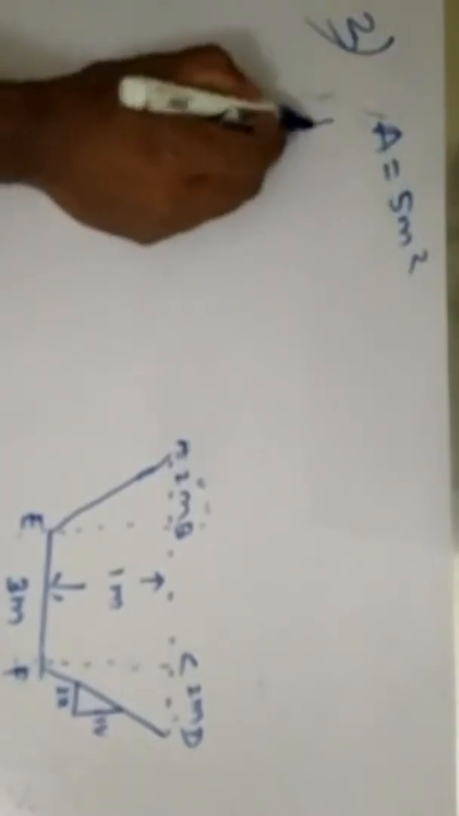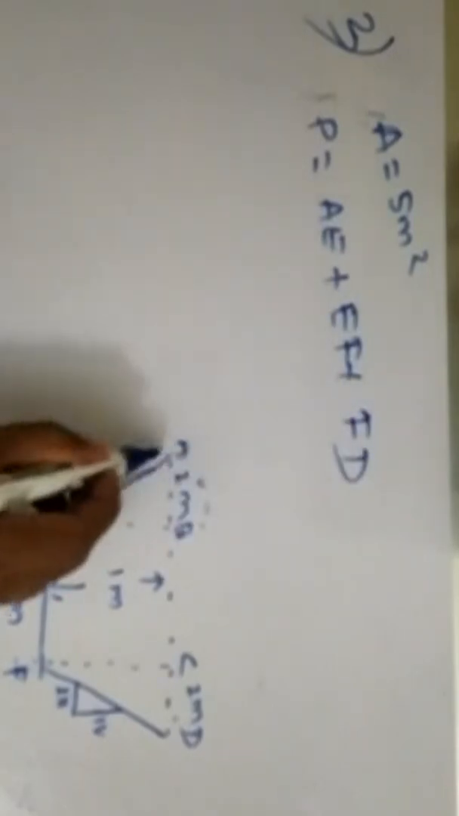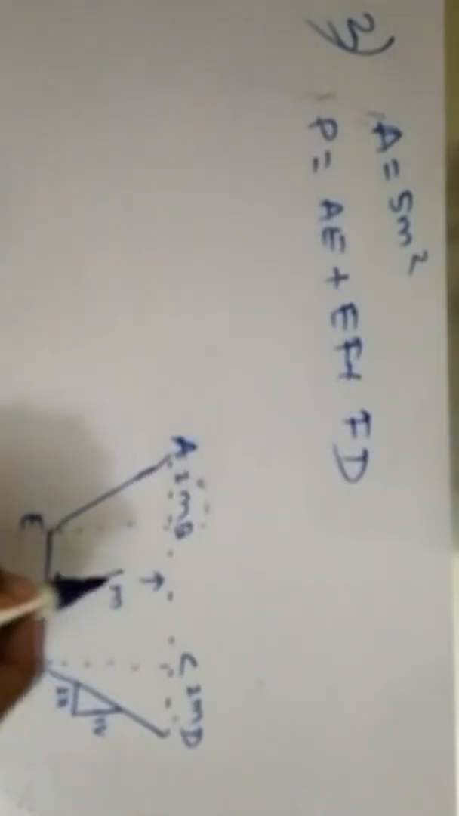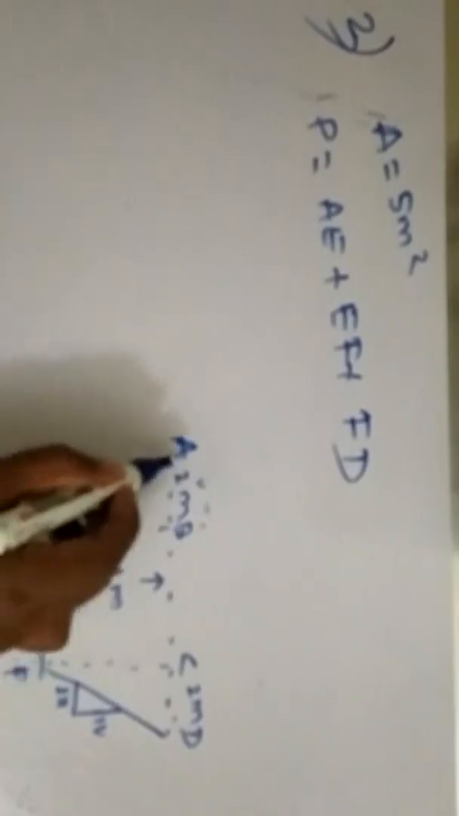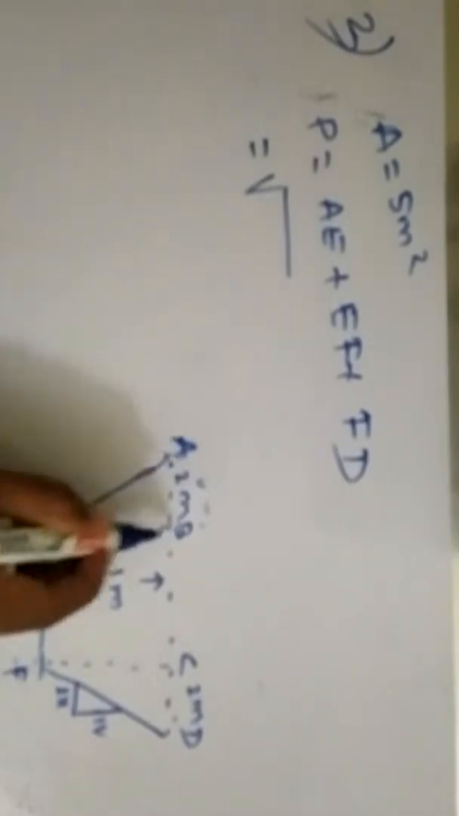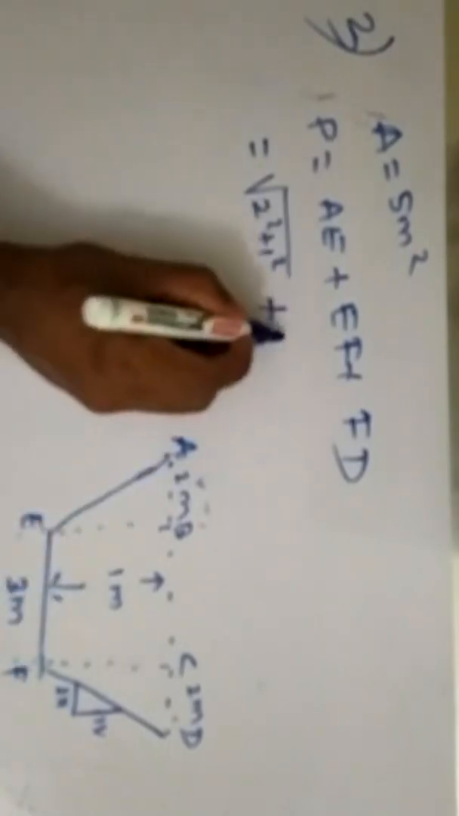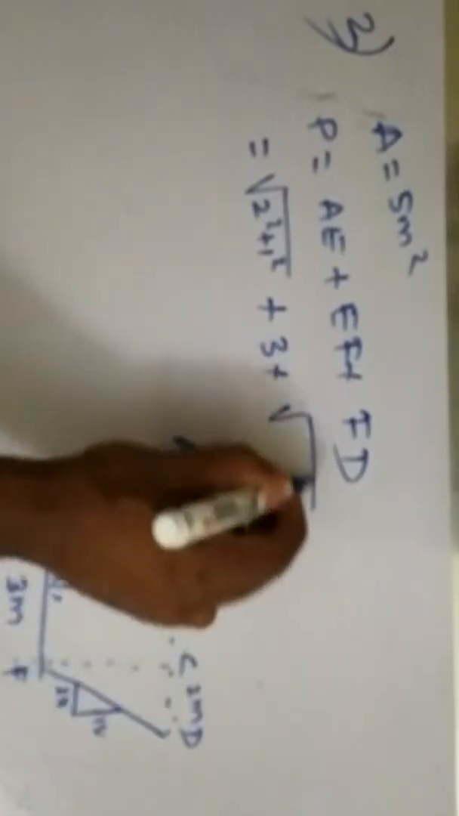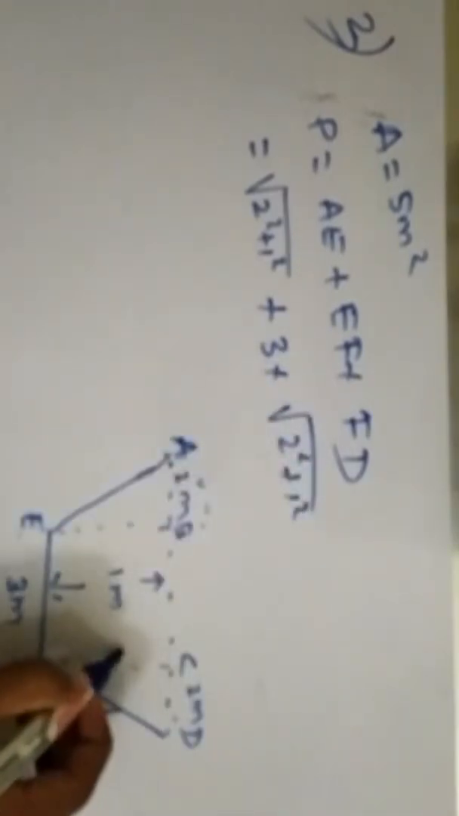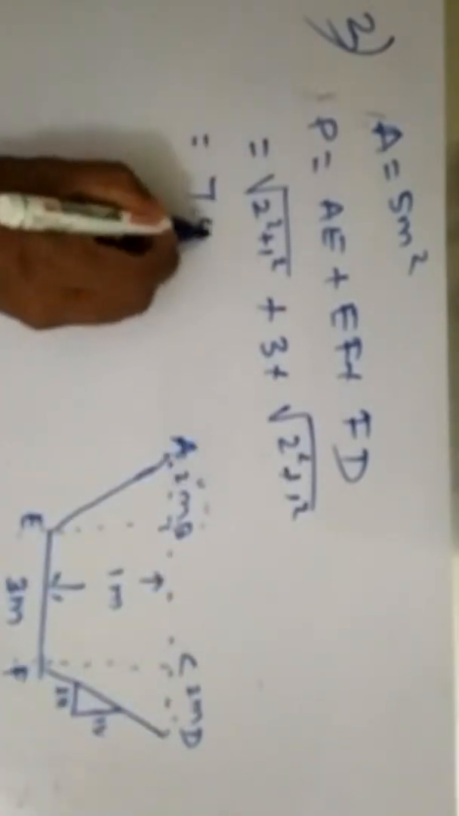Now I calculate the perimeter. Perimeter is AE plus EF plus FD. How do I calculate AE? This value I know is 1 meter and this value is 2 meter. By using Pythagoras theorem, AE is equal to root of 2 square plus 1 square. Plus EF, which is given as 3 meter. Plus FD, also by Pythagoras theorem, root of 2 square plus 1 square. Using this, I can calculate the perimeter as 7.47 meter.